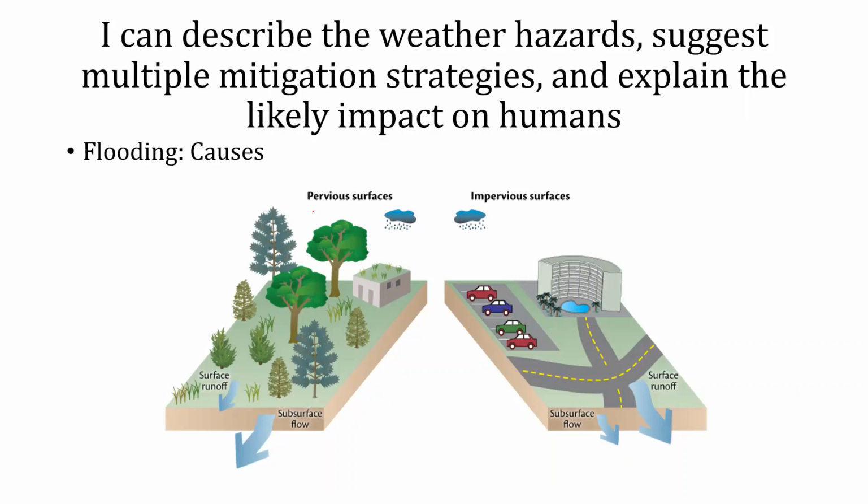Okay, so if water is falling on the ground surface, if it can go into the ground and into the groundwater flow, then you're less likely to have a flood. But instead, if water falls on the ground and it's all forced into surface runoff, that's going to go straight to a stream really fast, and that's going to cause flooding.